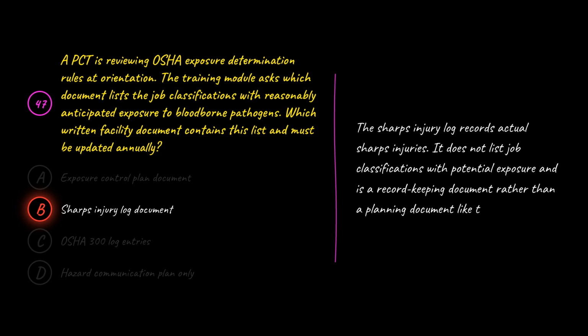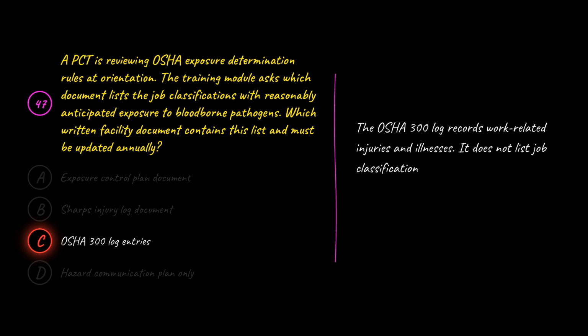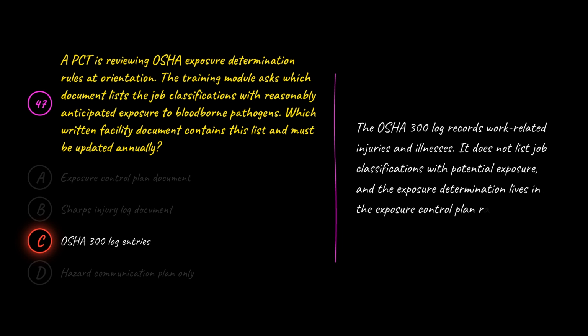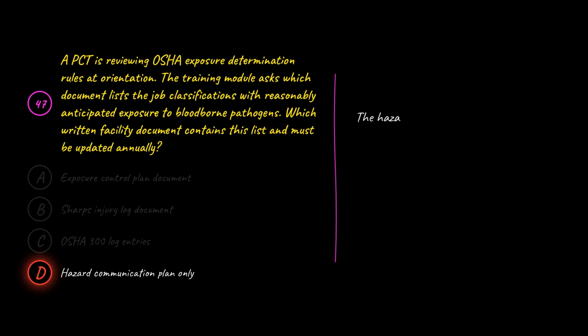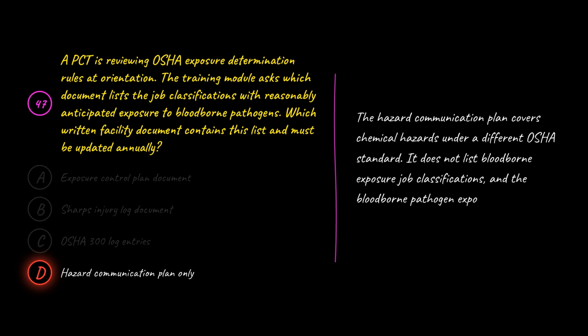C is wrong because the OSHA 300 log records work-related injuries and illnesses. It does not list job classifications with potential exposure, and the exposure determination lives in the Exposure Control Plan rather than the injury log. D is wrong because the Hazard Communication Plan covers chemical hazards under a different OSHA standard. It does not list bloodborne exposure job classifications, and the bloodborne pathogen exposure determination lives in the separate Exposure Control Plan.